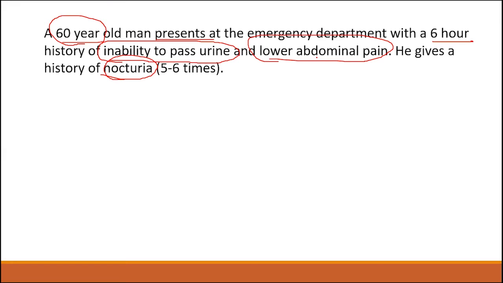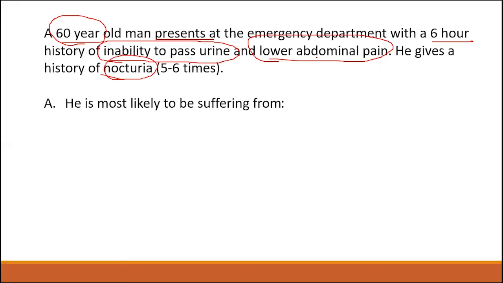So this is a preamble. What is the question now? The question is, he is most likely to be suffering from what? Of course, from the history, 6-hour inability to urinate, you are definitely thinking about acute urinary retention. And this is a very, very common condition at the ER. Every day they come often. So please, you must know everything about acute urinary retention.